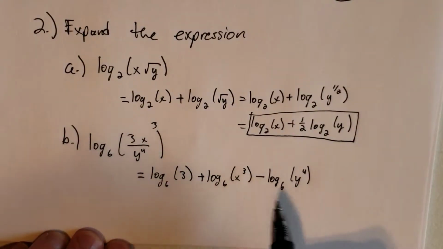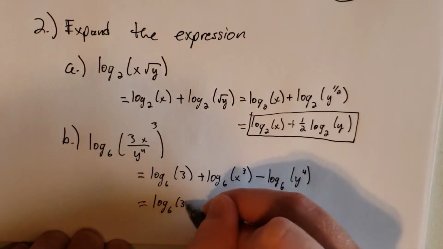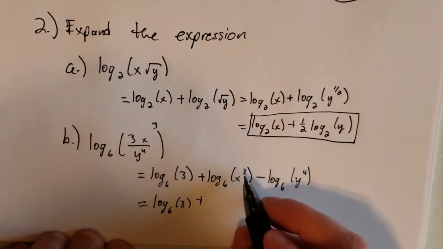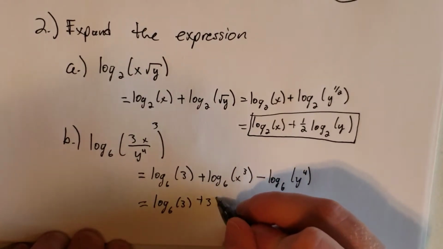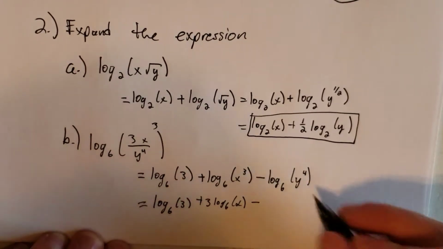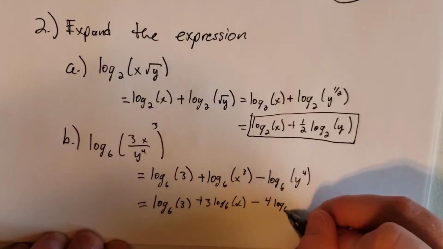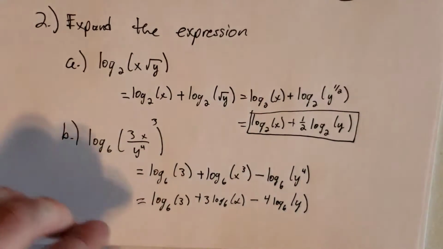Notice for two of these terms, we still have an exponent on the inside, so we can bring that down. So our first term stays the same. Our second term, we bring the 3 down and multiply. So this is 3 times log base 6 of x minus, now we have a 4 in the exponent, so this is 4 times log base 6 of y.